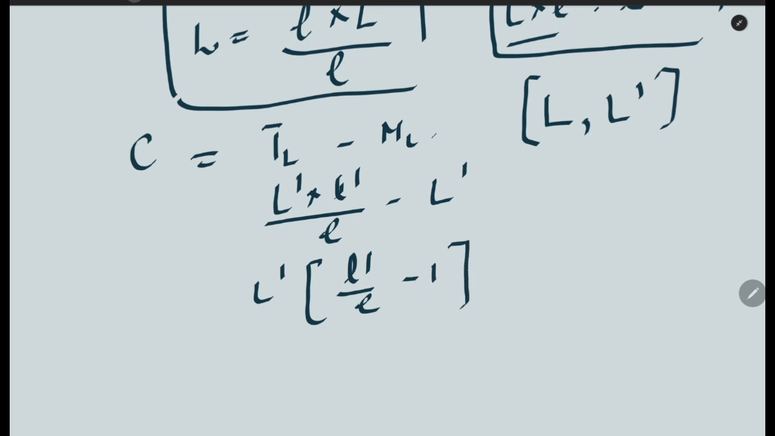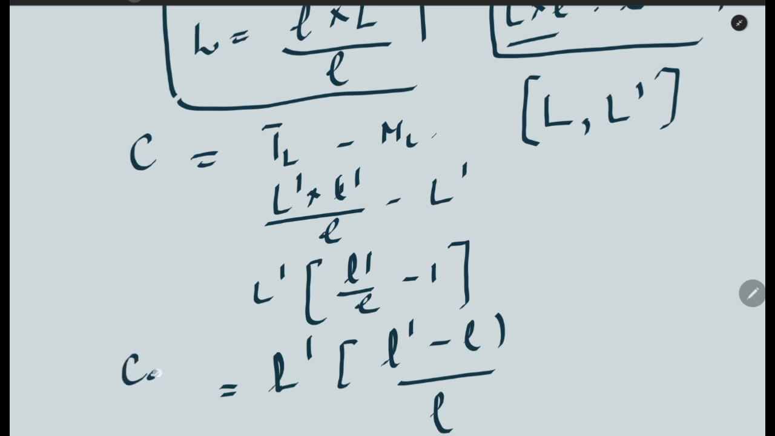L dash into (L dash minus L) divided by L. That is equal to the correction here.